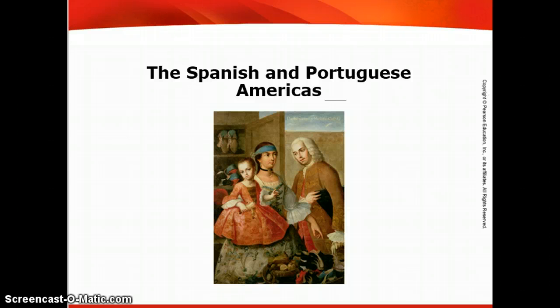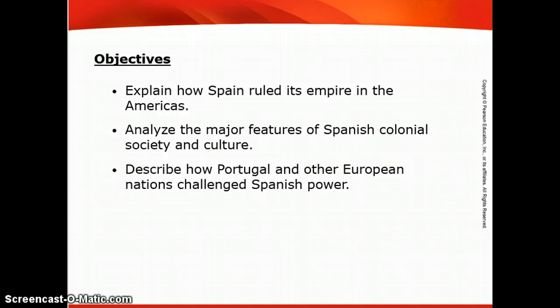Now that the conquistadors have taken over, Spain and Portugal will need to run these colonies, and this is how they do it. The essential questions: explain how Spain ruled its empire in the Americas, analyze the major features of Spanish colonial society and culture, and describe how Portugal and other European nations challenged Spanish power.